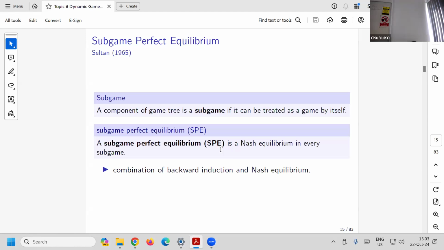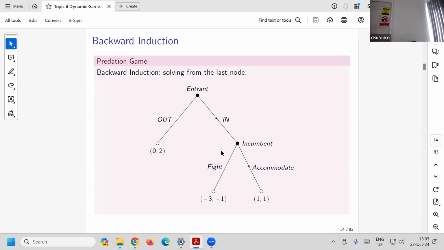A subgame is something that can be considered a game by itself. Imagine I have a tree here. At this point in time, if from this point I forget what happened in the past, is it a game by itself? Basically I set the history here to the empty set. Is it a well-defined game? From that point on, it's a game. If yes, then it's a subgame. And in this subgame, as a smaller game, we can look at the Nash equilibrium.